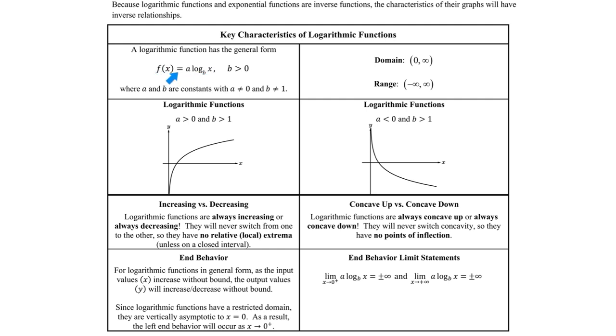So we got f of x equals a, which is our constant multiplier, the coefficient, log base b of x. And this b has got to be greater than 0. It cannot be negative and it cannot be 1. So it's got to be a positive number, but it can't be 1. And then we got our x value.